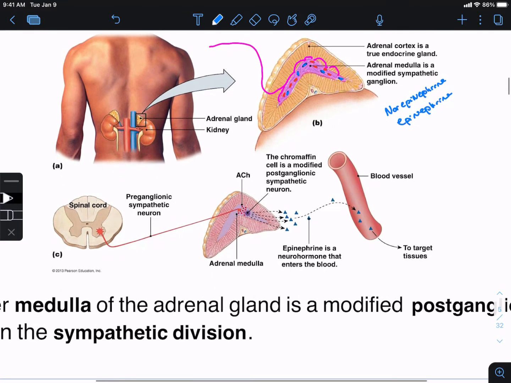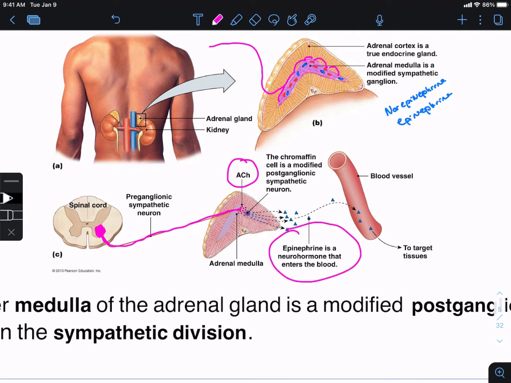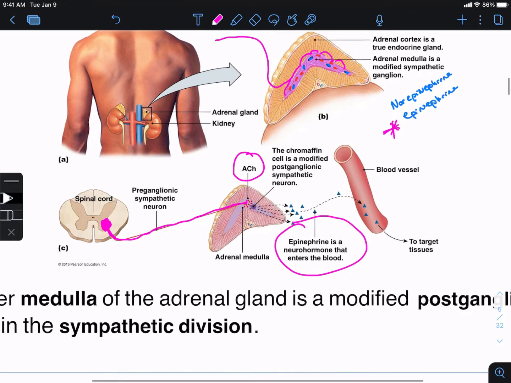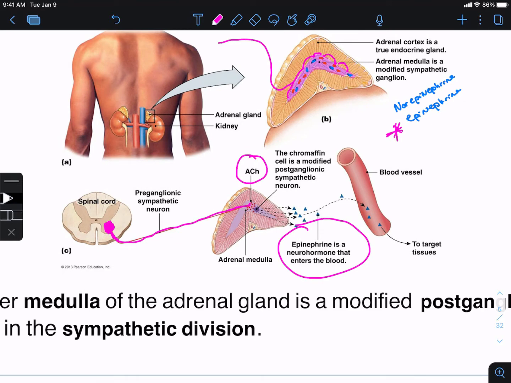And here you can actually see that diagram where I don't have to pencil it in, where you can see the cell body here in the ventral region of the spinal cord. It is a motor neuron, so it's going to exit out of the ventral horn and then synapse onto the adrenal medulla here. The neurotransmitter that is released by the preganglionic neuron is acetylcholine, and the molecules released into the blood are epinephrine and norepinephrine. Sorry, correction. Epinephrine is released in greater quantities than norepinephrine.